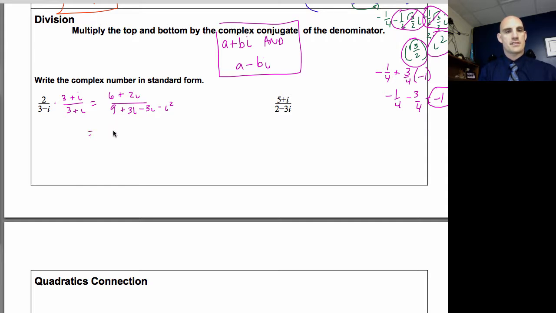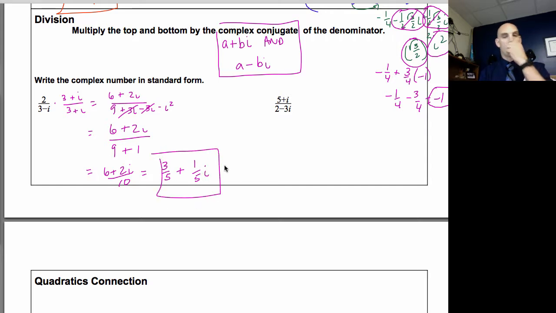If I simplify this, I've got 6 plus 2i on top. On the bottom, I've got 9. These cancel out. Minus i squared would be minus a minus 1, so plus 1. So I've got 6 plus 2i over 10, which is equal to 3/5 plus 1/5 i. That's my answer. Real part, imaginary part.